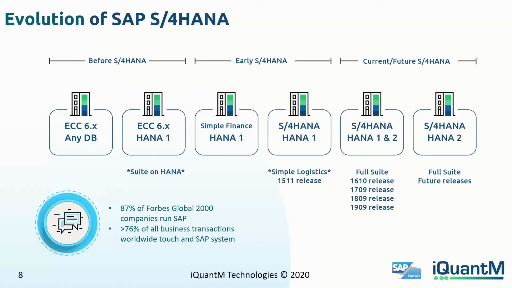on HANA database that was coined the Suite on HANA. In early 2015, SAP came out with Simple Finance, and the Simple Finance was the springboard from which we now get our S4HANA. Later in that same year, they launched Simple Logistics. Both were bundled together to make the S4HANA 1511 release. Going on this journey, the current version as it stands now started its journey in 2016.